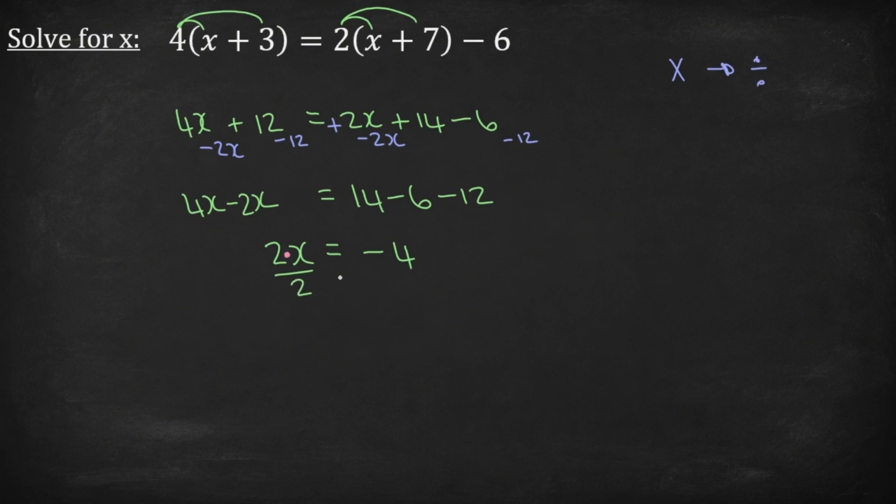And what you do on the one side, you have to do on the other side. So 2 divided by 2 gives us 1, so we'll only have 1x. And negative 4 divided by 2 is negative 2. Now the x is on its own. That means this is your final answer.